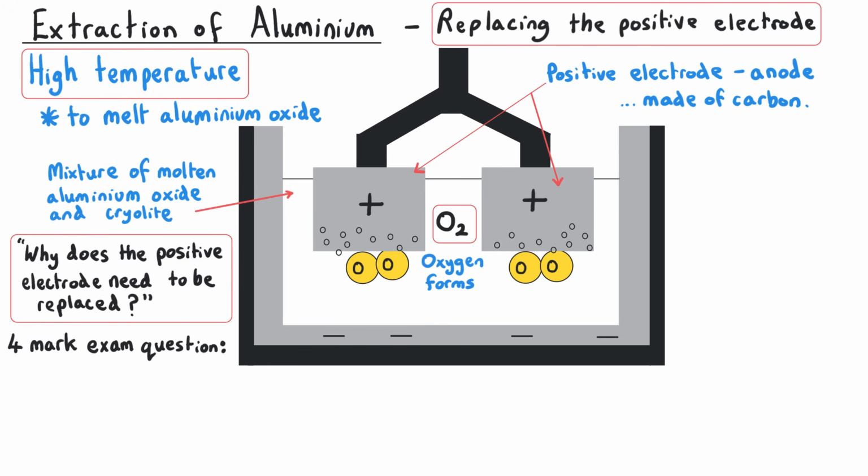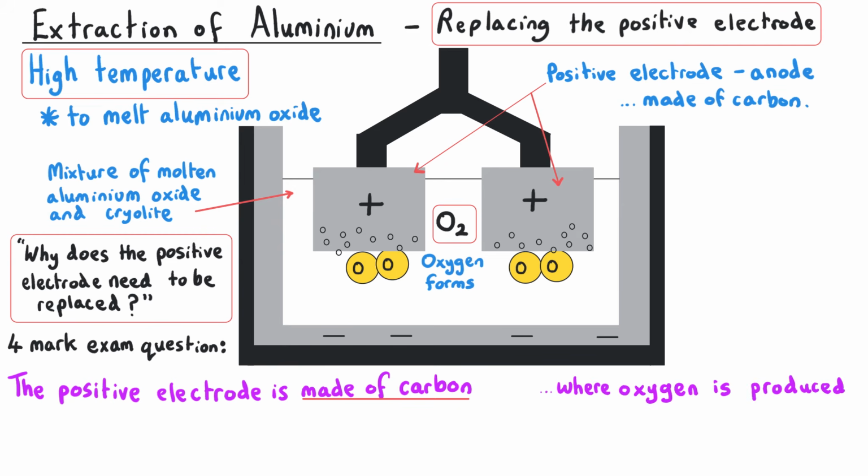This could in fact be the subject of an extended response exam question worth as many as 4 marks, and the question might ask you to explain why the positive electrode, or why the anode, needs to be replaced. And to get those 4 marks, you need to say each of these things. Firstly, the positive electrode is made of carbon. That gets us 1 mark. And at this positive electrode, we are producing the gas oxygen.